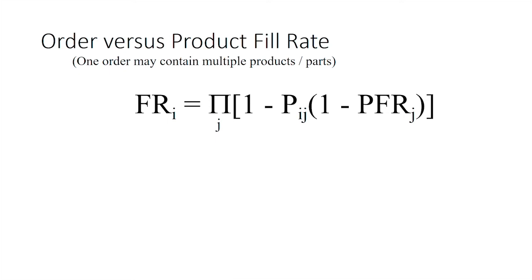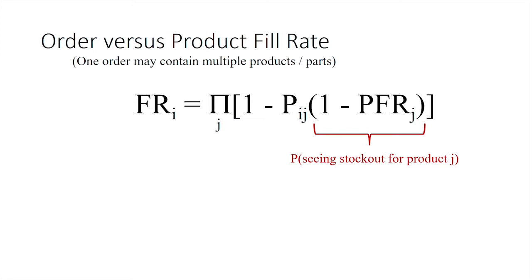So finally, this is what I have in mind. My order fill rate of order i equals the multiplication over all the J's, which means all the parts, of the expression here. So let's see what is inside the expression. PFRj is the fill rate of part j. This is the probability that I will not see a stock out for this part j. 1 minus PFRj would thus mean the probability of seeing a stock out for this part j.